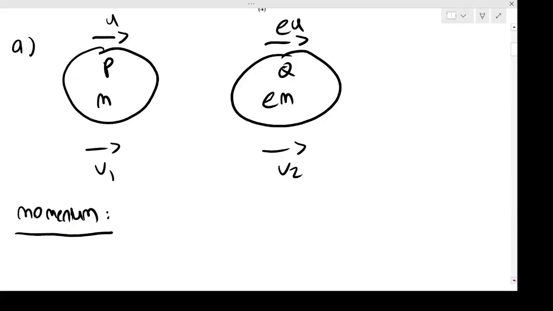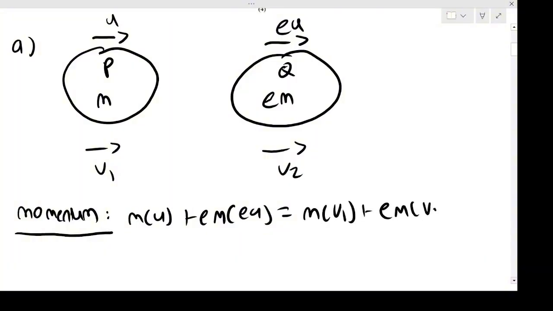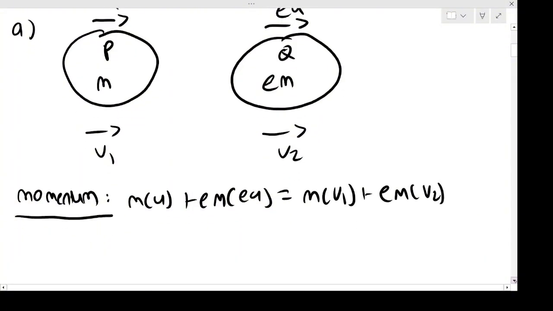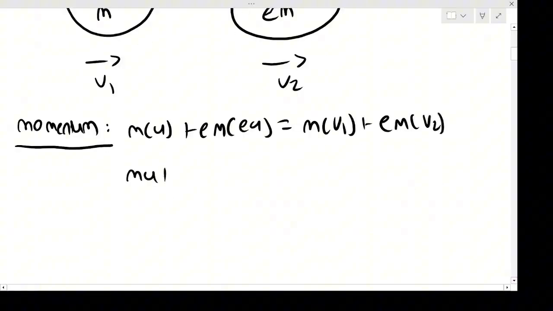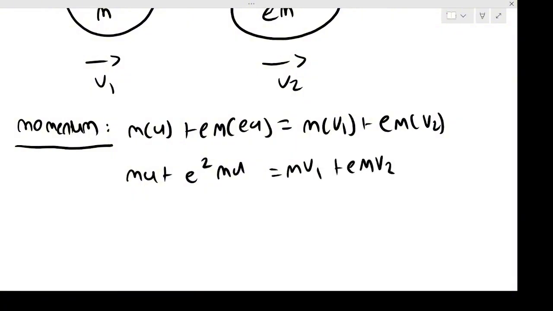So firstly, it's going to be M lots of U, and then EM lots of EU. It's going to equal M lots of V1, and then EM lots of V2. Okay, so if we simplify this, we're going to get MU and E squared MU equals MV1 and EMV2. Again, there's a lot of weird algebra, but it's the same method. Okay, the same idea.